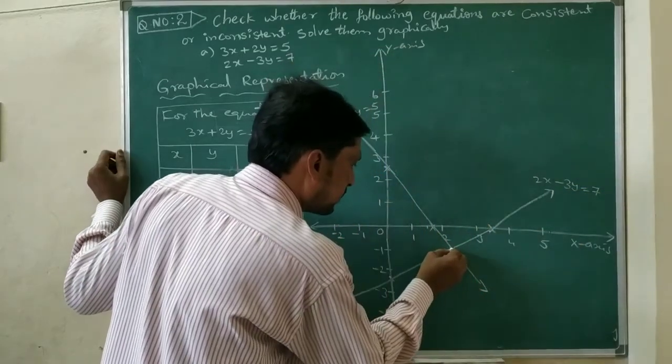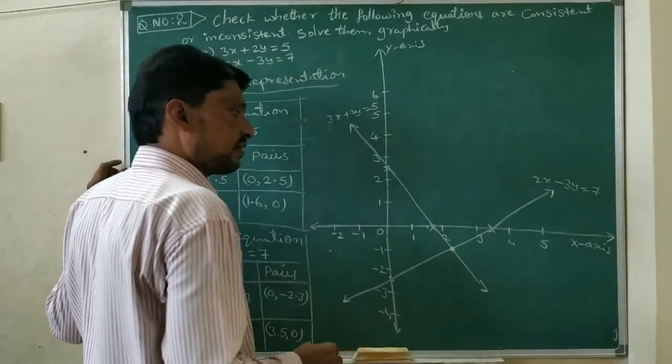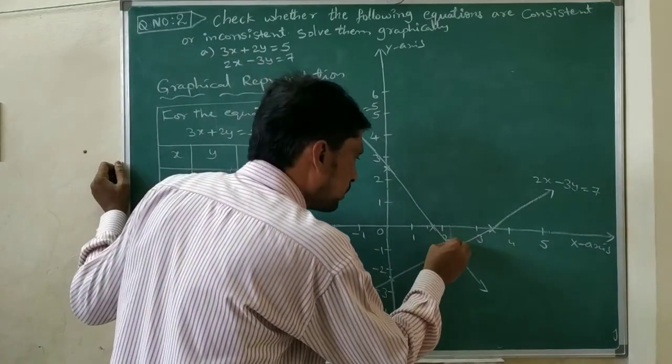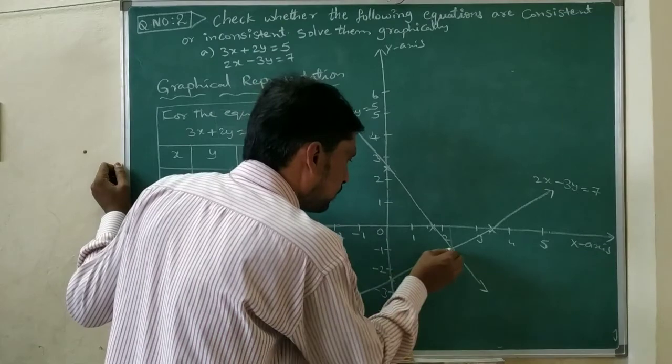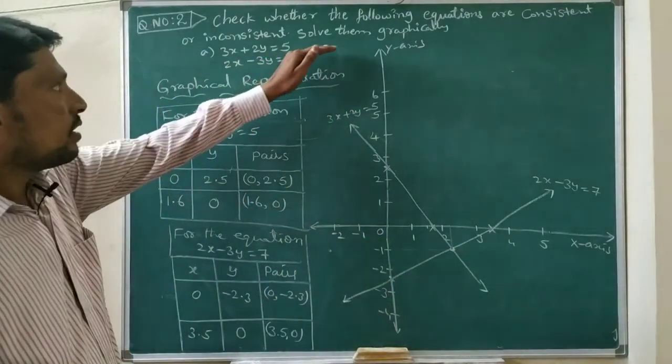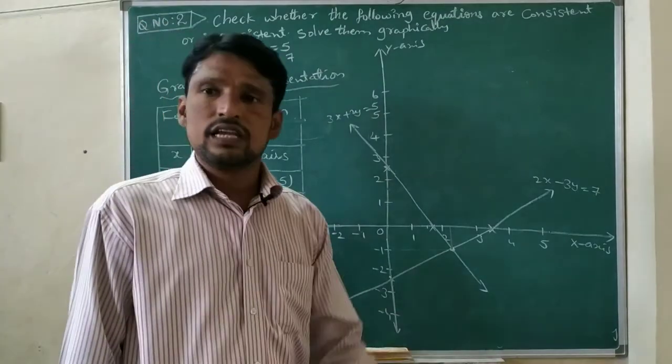Both are intersecting at a point. One point it is intersecting. That point we need to write. So approximately here, where it is intersected, that one we need to write. That is the graphical representation of the given equations.